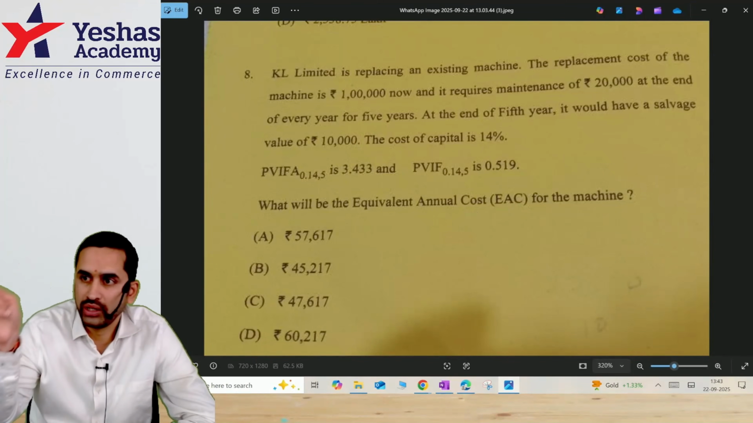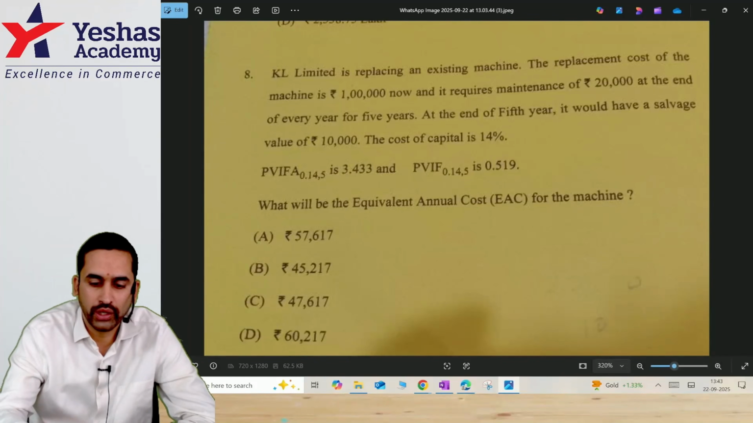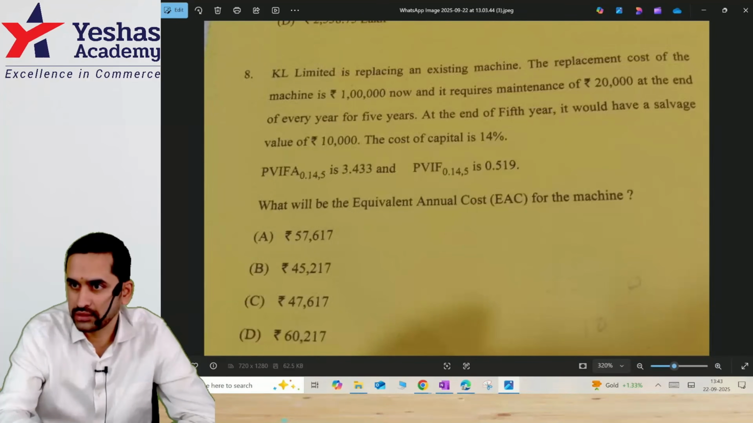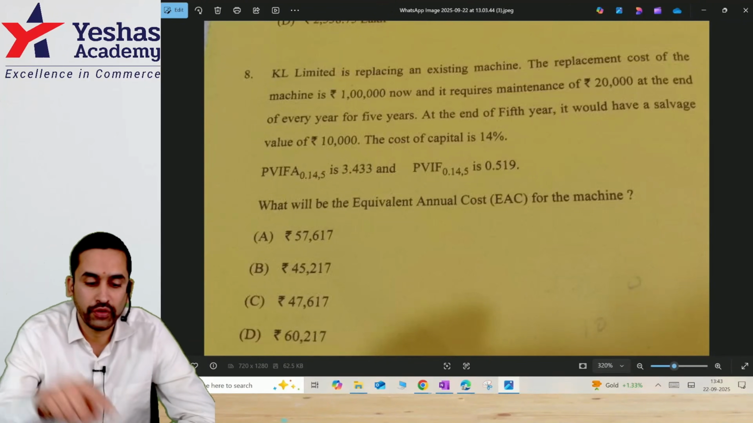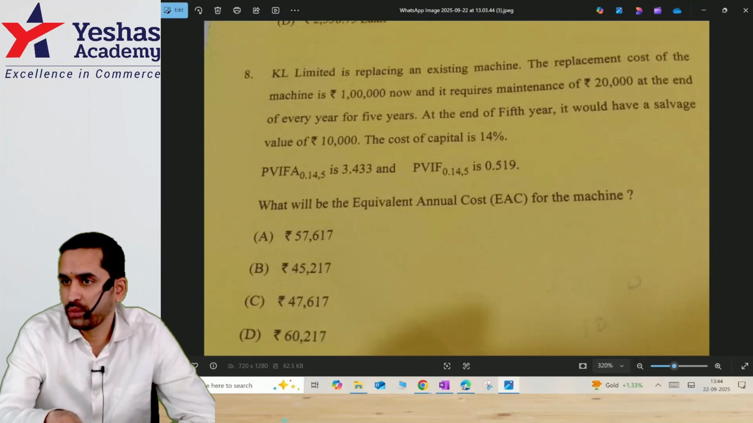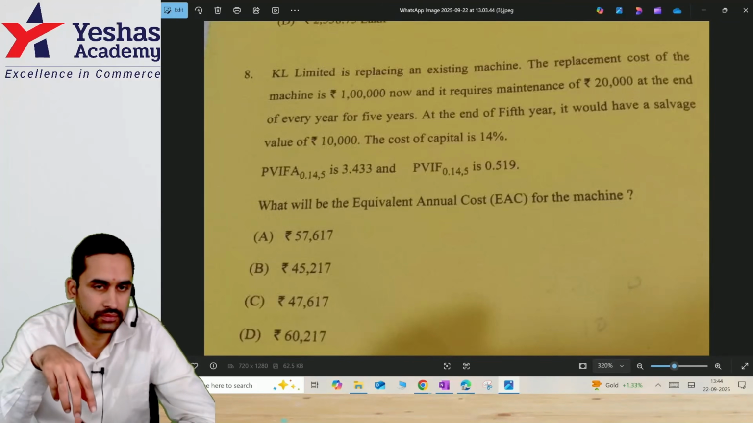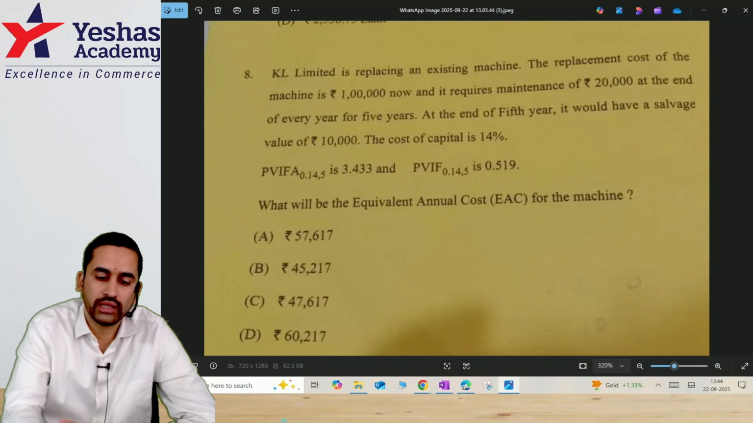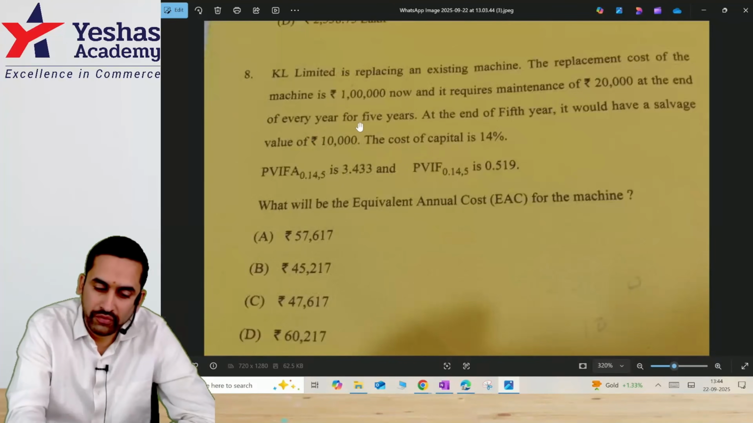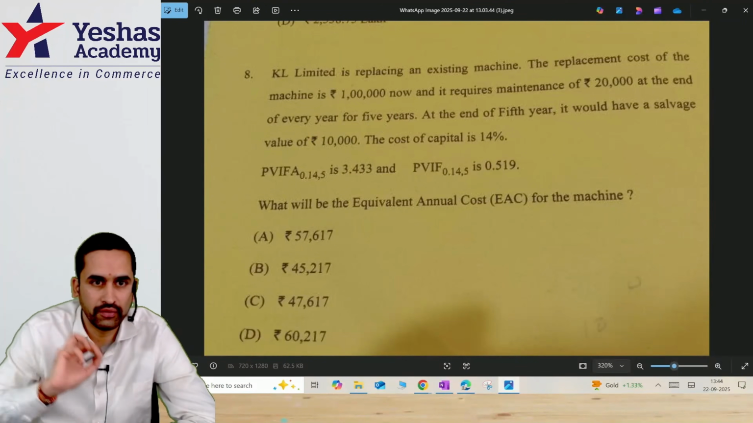So year 1 into DF1, year 2 into DF2. Actually 5 years it is the same number. So I can do 20,000 into summation of factors. But these are outflows. 5th year you have scrap income. That you multiply by 0.519. Then you get the net figure. From there you can get the answer. Yeah, and that too, good thing they did. 20,000 at the end of every year for 5 years. So you don't have to even do a big table. 1 to 5, directly 5.